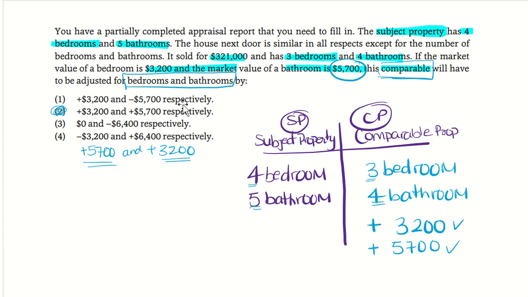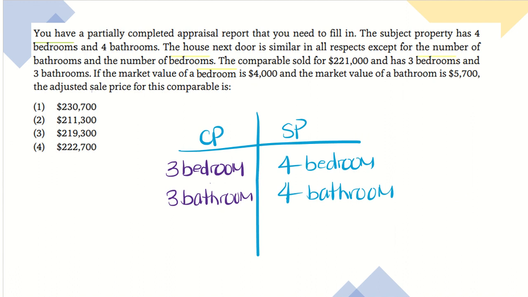So we are going to do the next question. This is our question number 2. This question is a little bit different. Always be careful when you read the question. What are they asking you? Let's read the question. You have a partially complete appraisal report that you need to fill in. The subject property has a 4 bedroom and 4 bathroom. I already wrote these down. The house next door is similar in all respects except for the number of bedrooms and the bathrooms.